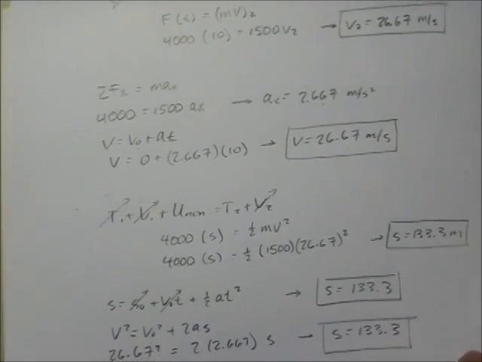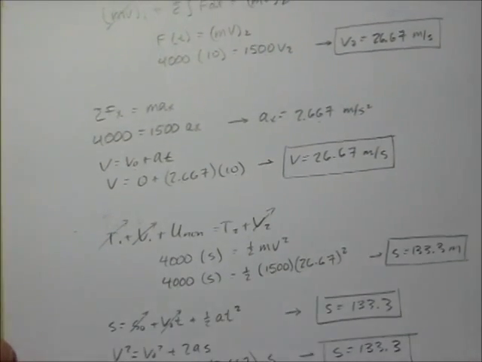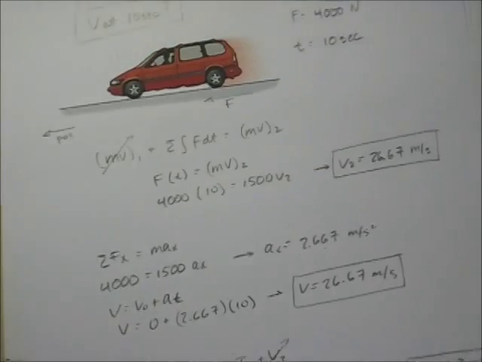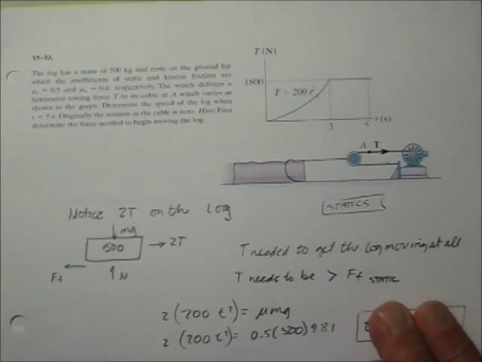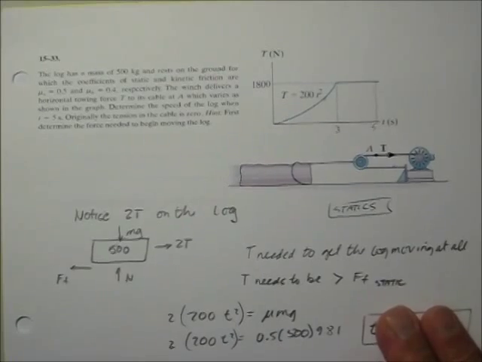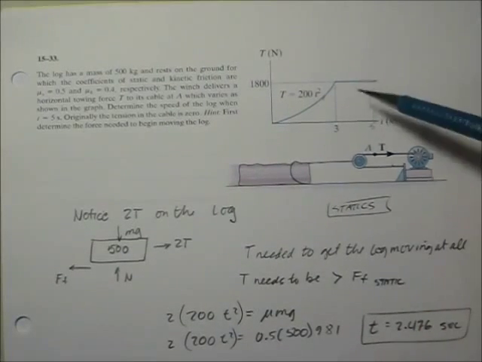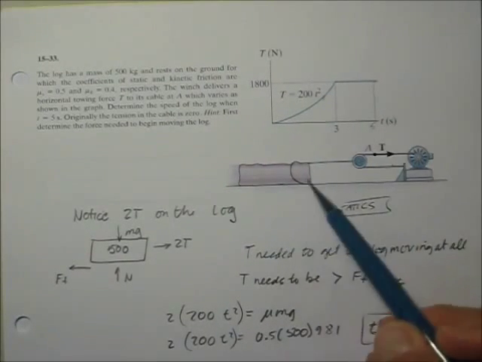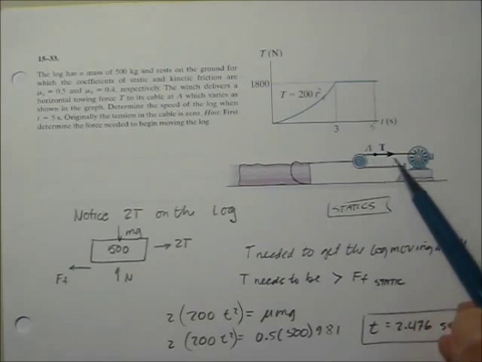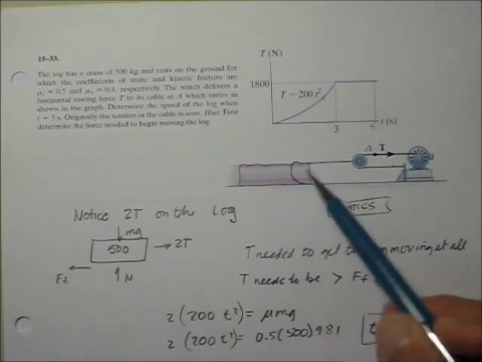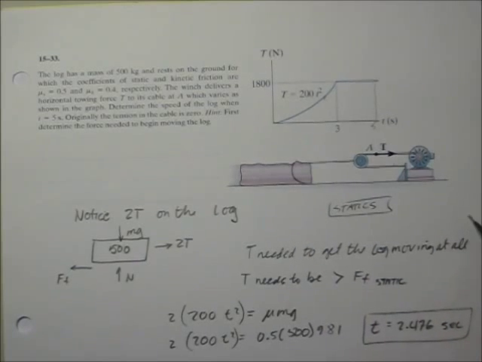But energy is a good shortcut when special conditions are there, and obviously momentum is a good shortcut if you're talking about only force, velocity, and time. All right, how about this one? This one has a force that varies as a function of time. What we've got here is a log being pulled by this winch. It's got a motor with a pulley, and we're going to crank up this motor and pull this log in this direction.